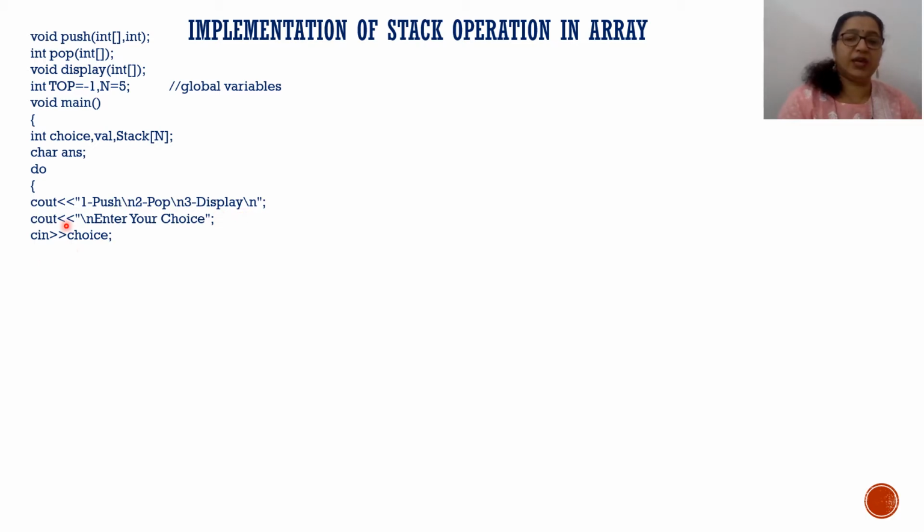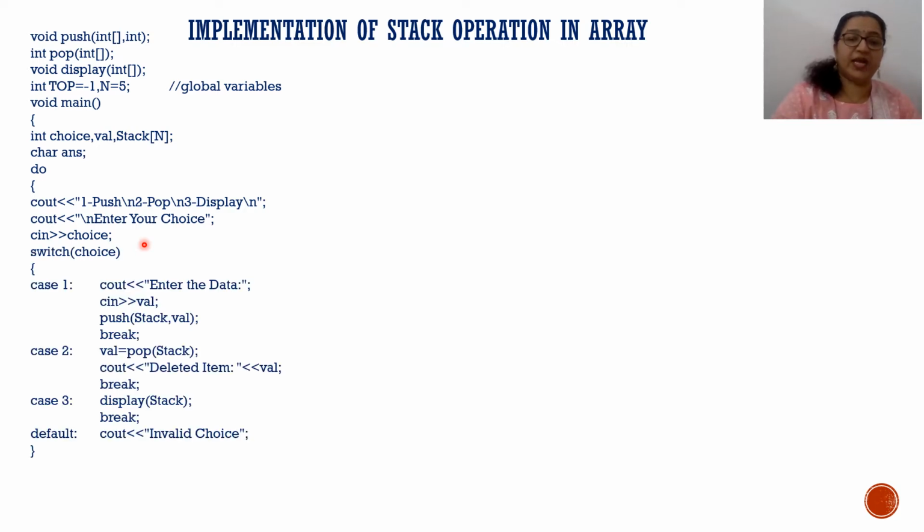Then again we are giving a prompt to the user, enter your choice. So cin choice. So this variable is used for what? To select the option. Okay. Now next is what? We can use switch operation, right? Yeah, switch. Switch in brackets that variable choice and a brace open. Case 1. Case 1 means if the variable choice is equal to 1, that means push operation.